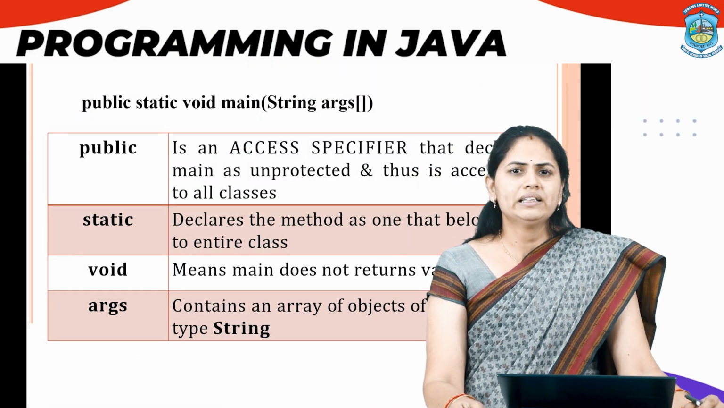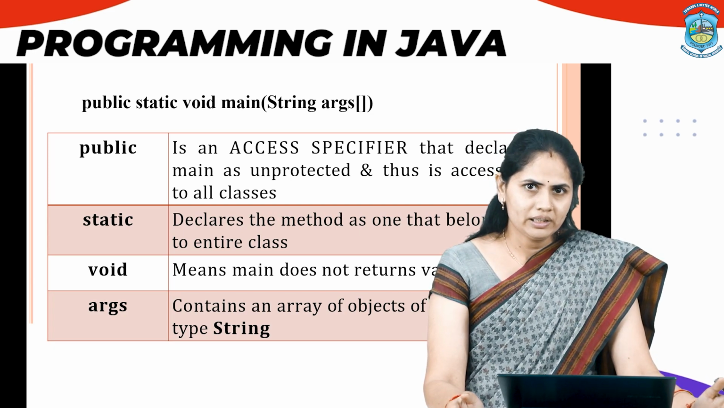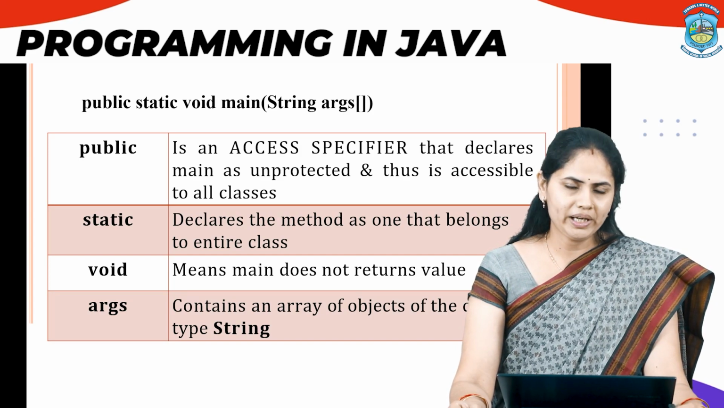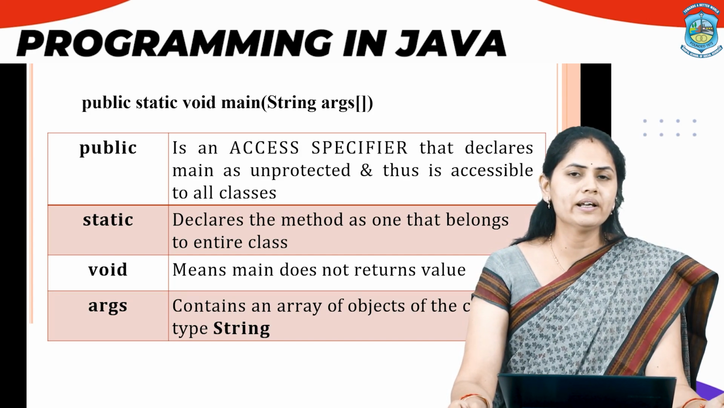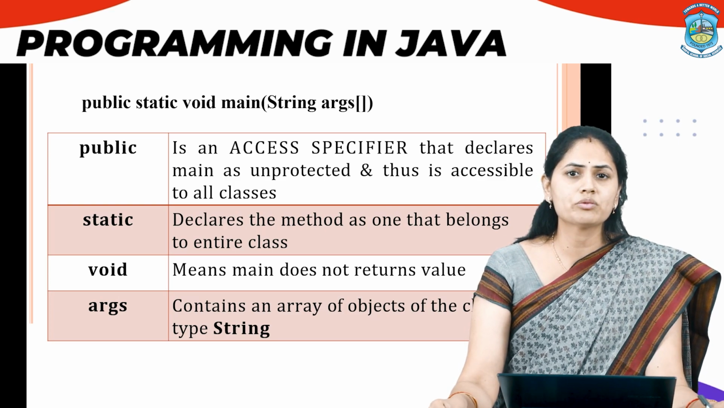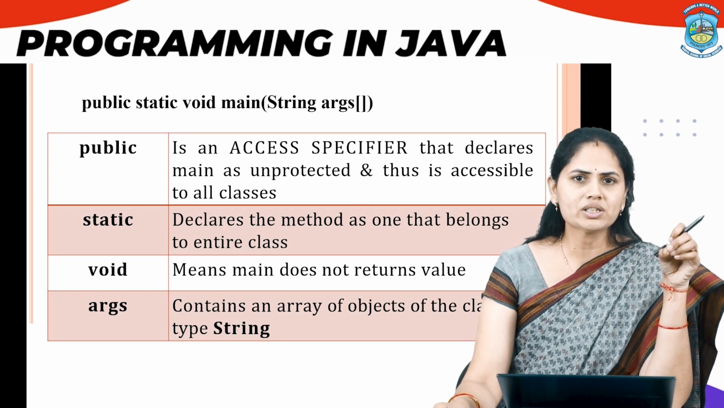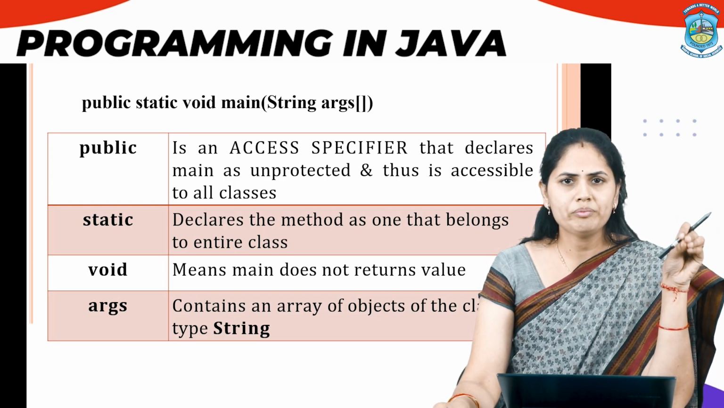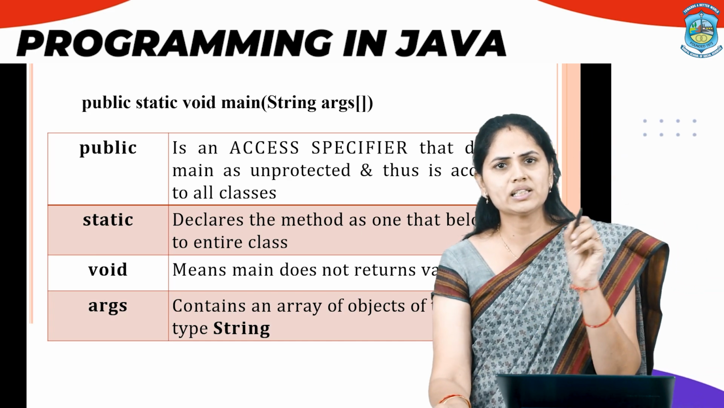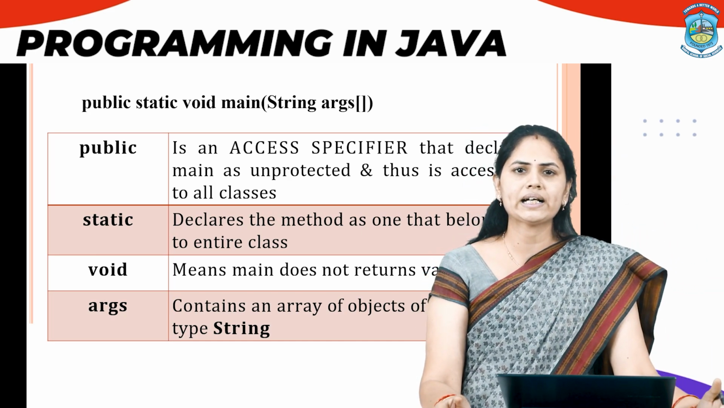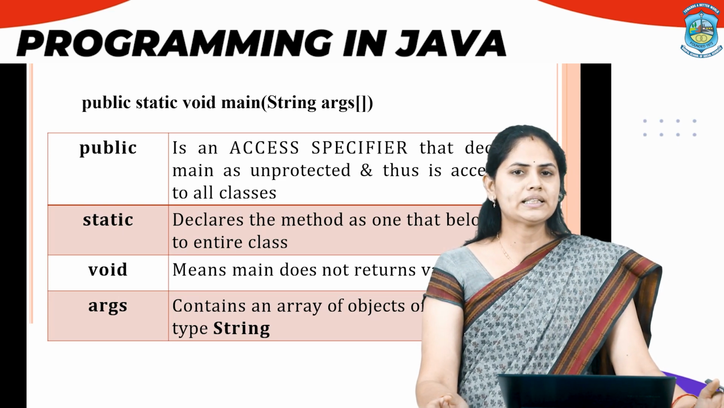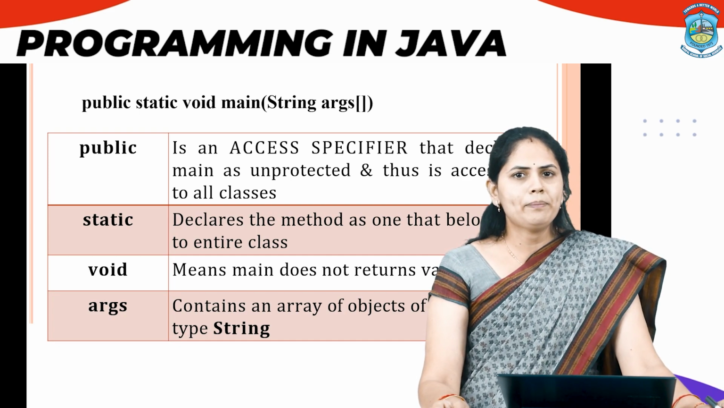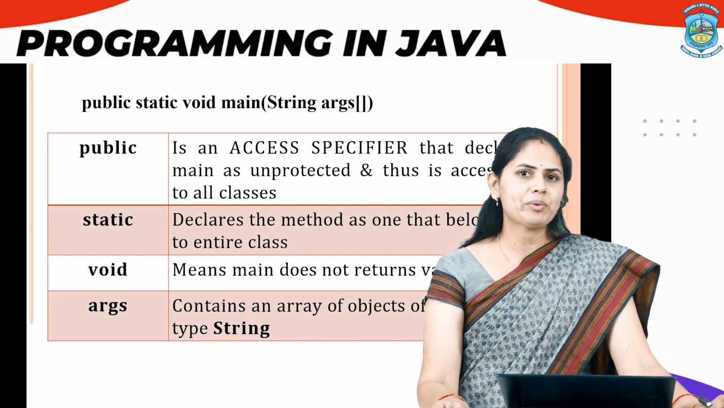Now we will see the main function in detail. We have written public static void main, and within the parentheses String args. What does it mean? Why is it a must to write these four keywords together? Whenever we write the main function in Java, the syntax must be the same: public static void main, with String args within the parentheses. Now here, public is basically an access specifier.